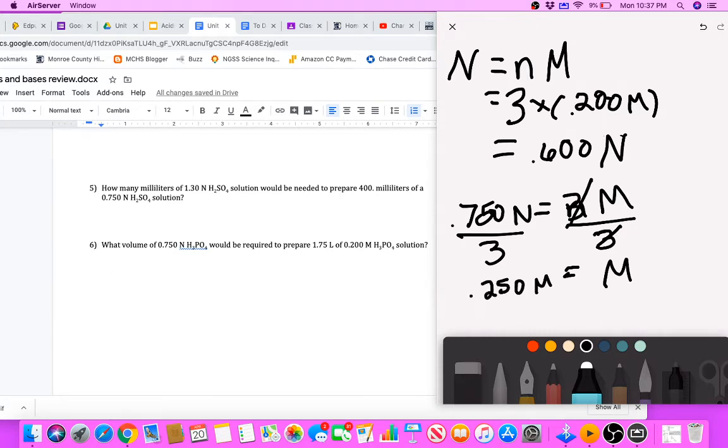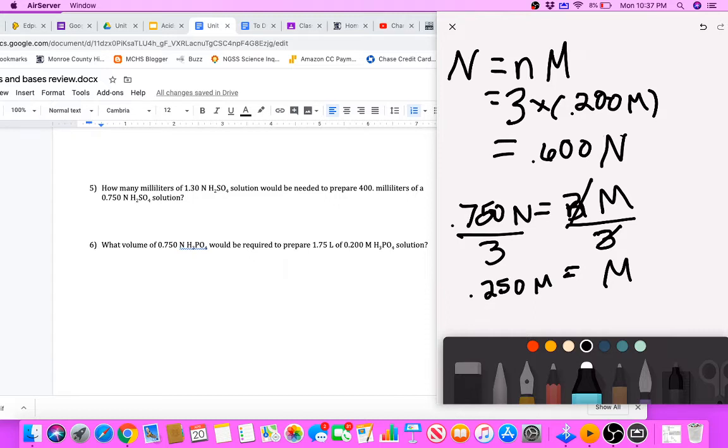So we can do this as we did it. We could do normality on both sides, and we would have 0.750 normal and 0.600 normal. Or we could do molarity, and we could say this is 0.250 molar, and this is 0.200 molar. That is totally up to you as to which one you want to do. I like to use molarity better, but it really doesn't matter. We should get the same answer no matter which one we use. So let's go ahead and do it with the normality first.